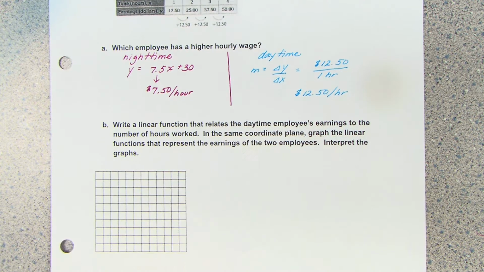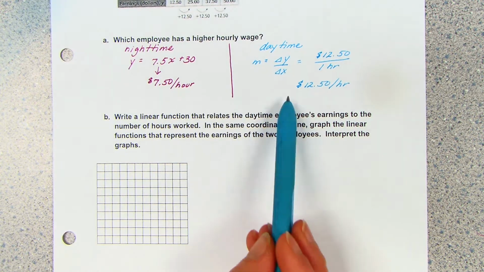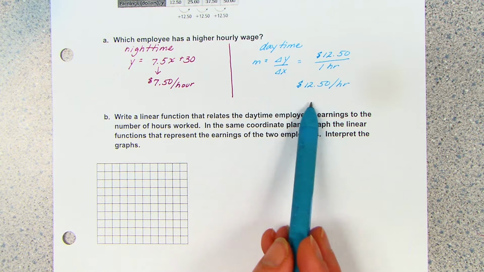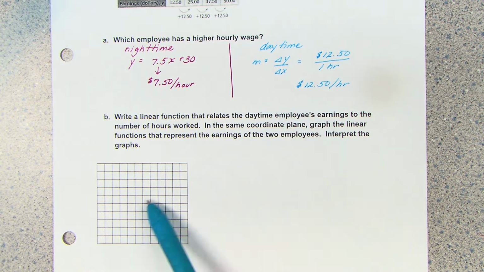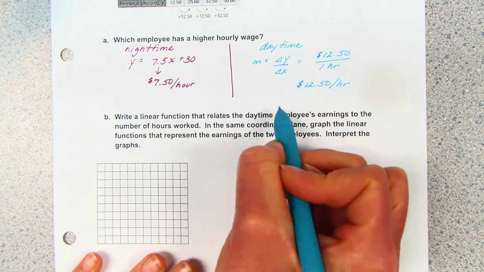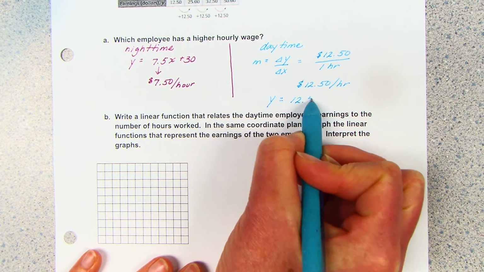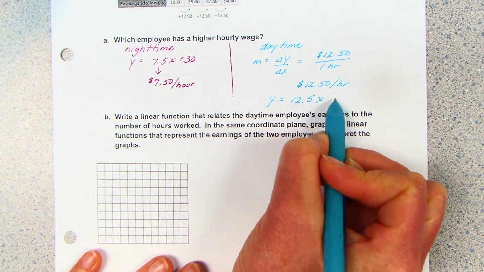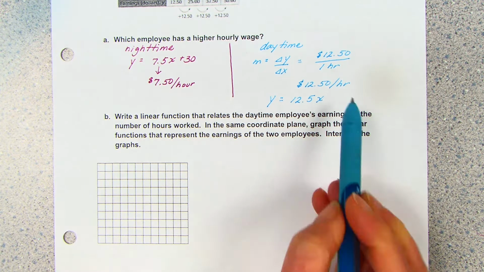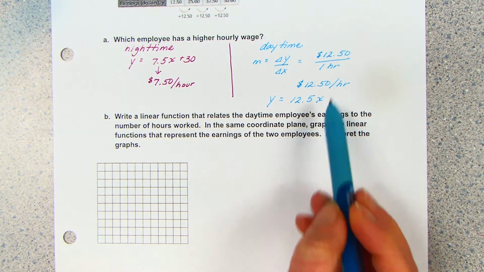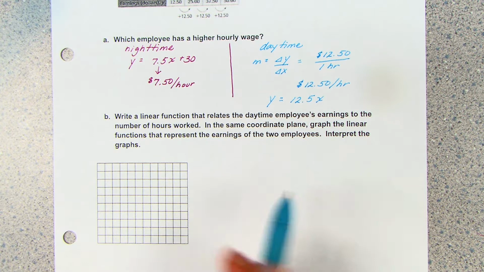So the next question asks you to write the function that goes with the daytime employee and then to graph both of those things in the same coordinate plane and interpret the graphs or tell what's going on there. So it's pretty easy to just write that one as y equals 12.5x, and then there is no y-intercept. This is a proportional relationship that will start at 0.